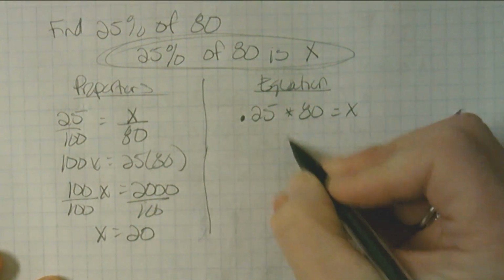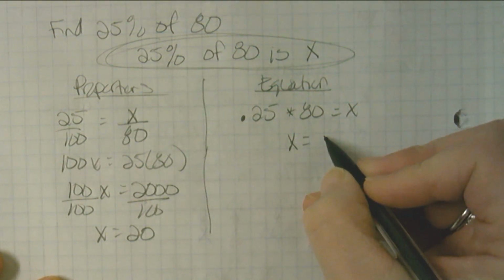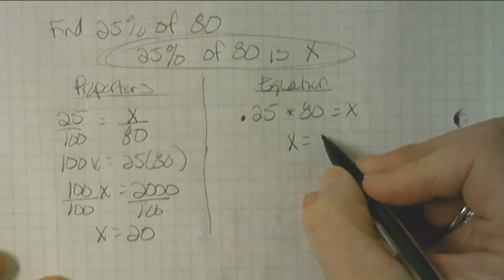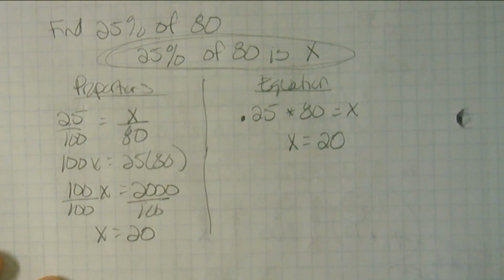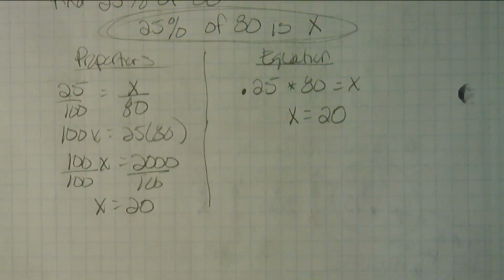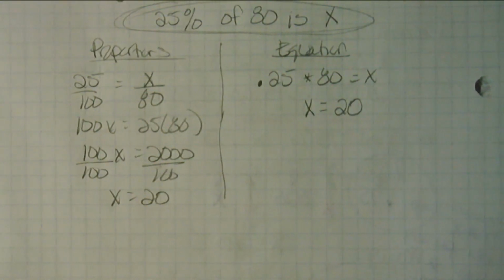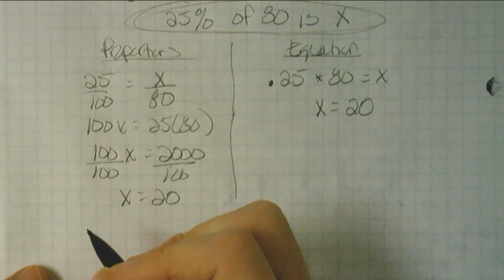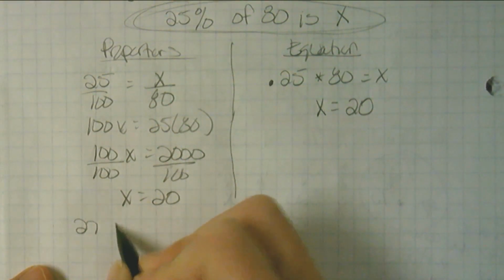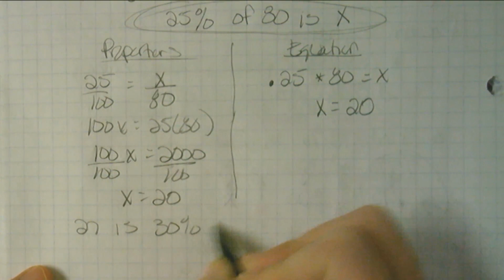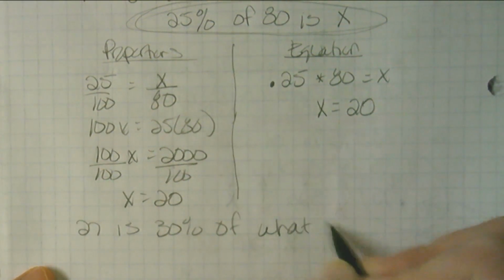All right. Yep. Multiply those and they get x equals 20. All right. How about my second one? So we have 27 is 30% of what number?